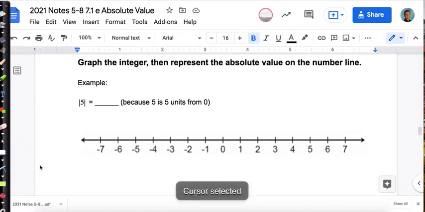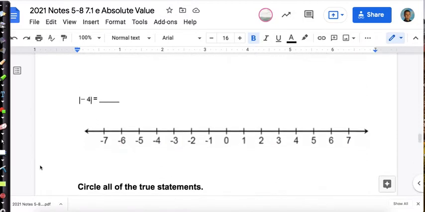All right, let's look at the next example. It says absolute value of -4. So once again, I'm going to put a mark at -4. I'm going to draw a line to 0. And the distance from -4 to 0 is 4. So the answer is 4.